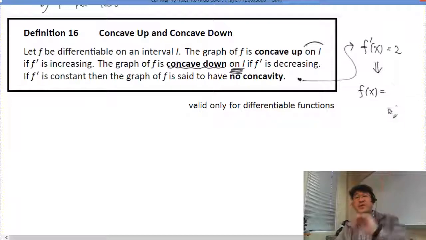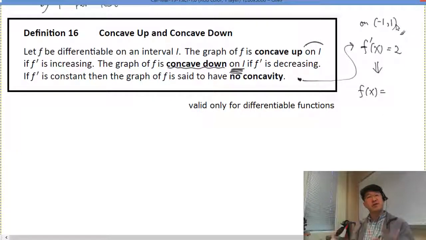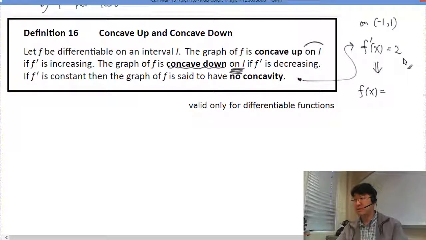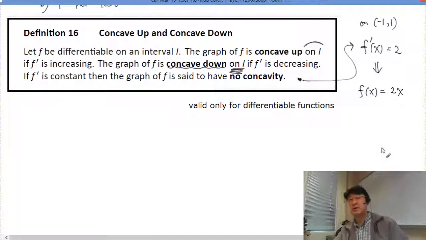Let's say f prime of x was 2 on that interval from -1 to 1. What kind of function comes to mind? A function whose derivative is 2. That's the condition. What if f prime is a constant? Then the graph is said to have no concavity. So I came up with a function whose derivative is constant. Then what is the function? An example of this function is 2 times x.